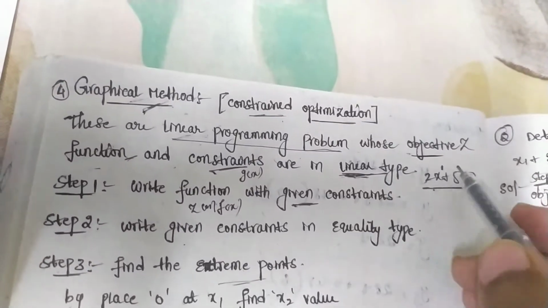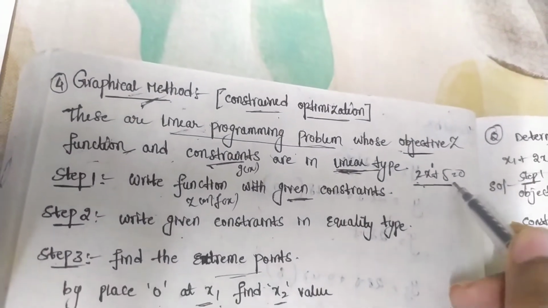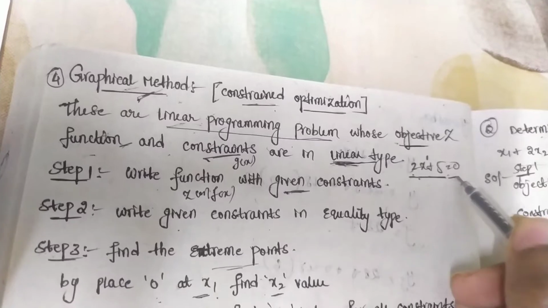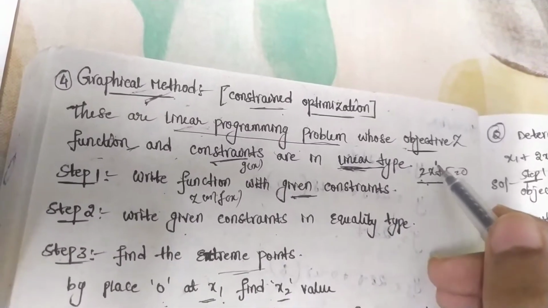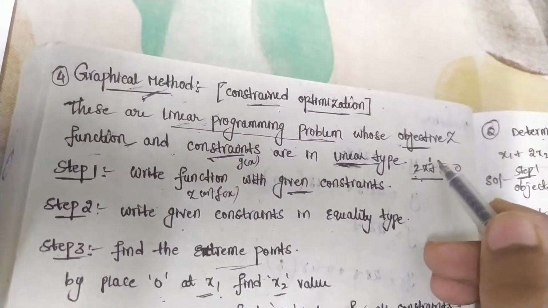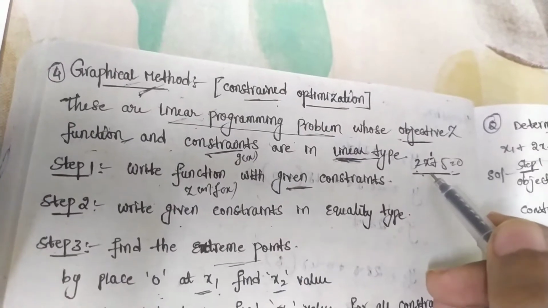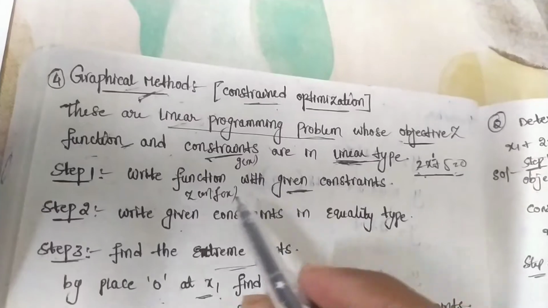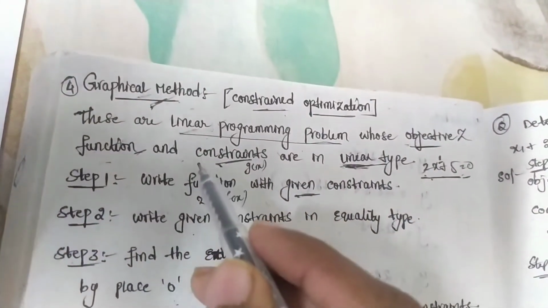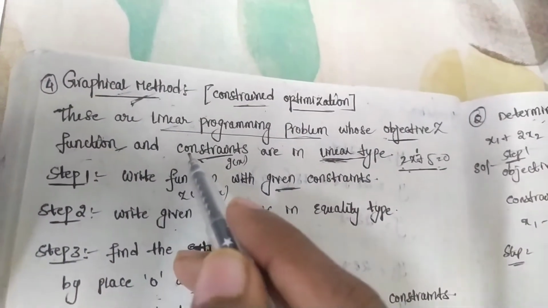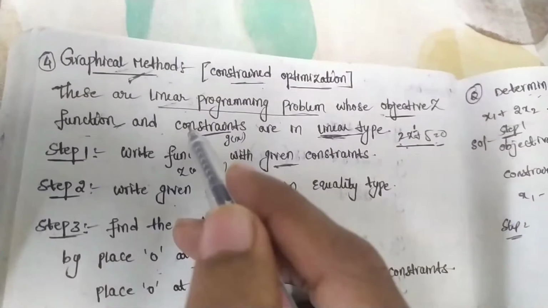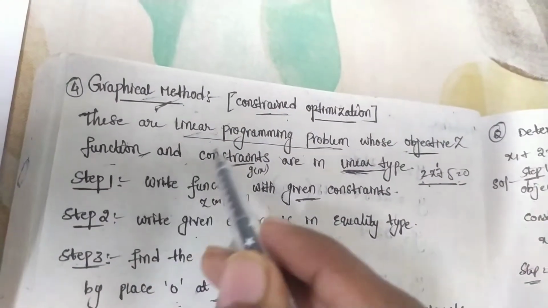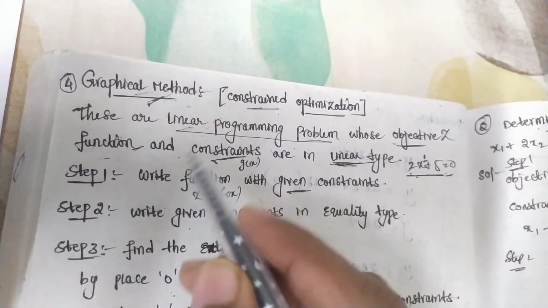Linear type means, for example, 2x plus 5 equals 0 is a linear polynomial because its degree is 1. So it is known as linear type or linear equation. In the graphical method, you have some steps to be followed to solve problems related to this constrained optimization concept.